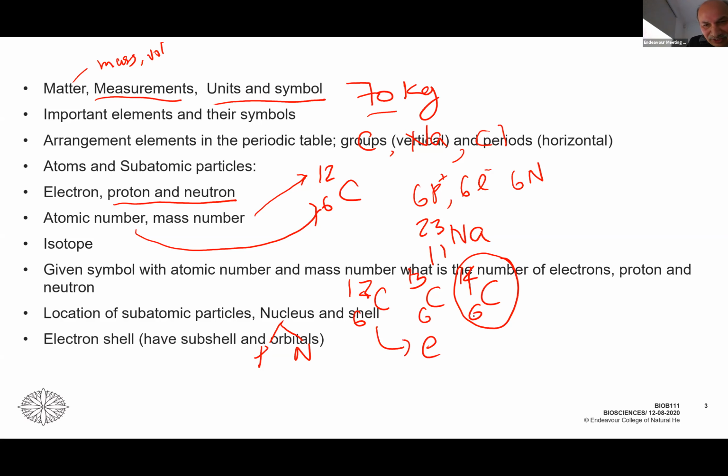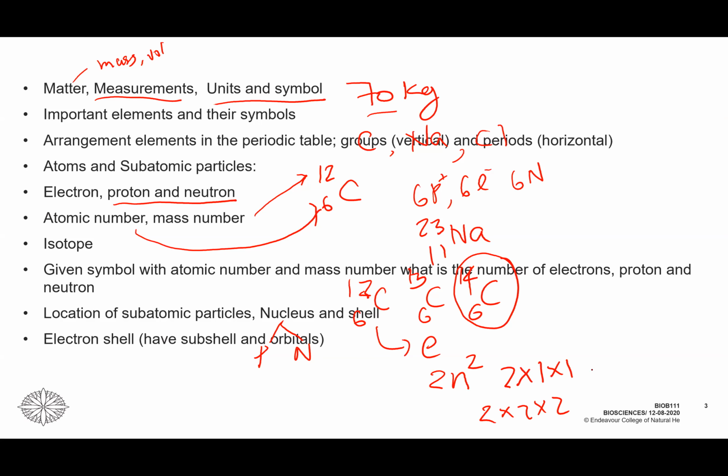Okay. So the number of electrons in the shell, you can figure it out using this formula, 2n squared, where n stands for the shell number. So shell number 1 will have how many electrons? 2. Because 2 times 1 squared, 1 squared is 1 times 1, which is 1. Yes? Shell number 2: 2 times 2 times 2, that's 8. Are you okay with that?